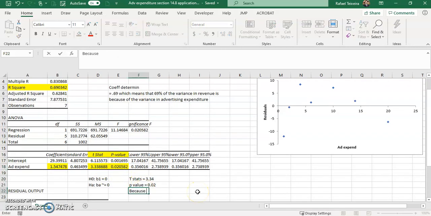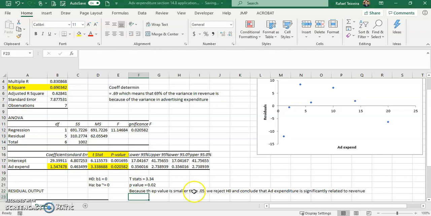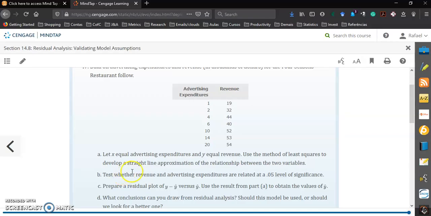So because the p-value is smaller than 0.05, we reject the null hypothesis and conclude that advertising expenditure is significantly related to revenue. So there is a significant relationship, there is a significant impact of advertising expenditure on revenue. This is what the test of significance is asking.